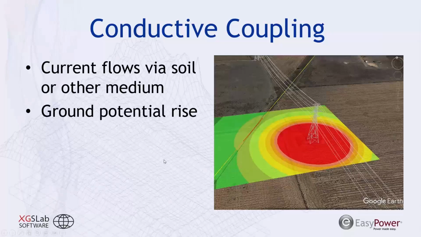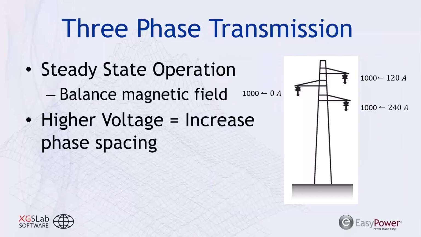So really, we're concerned about these 3 coupling mechanisms from a transmission line to a pipeline. And when we think of a transmission line, the majority of the time it's in steady state operation, which means that you have 3 phases that are operating in a vectorially separated manner. So we have, let's say, phase A that is 1,000 amps at 0 degrees, phase B that may be 1,000 amps at 240 degrees, and phase C that's 1,000 amps at 120 degrees.